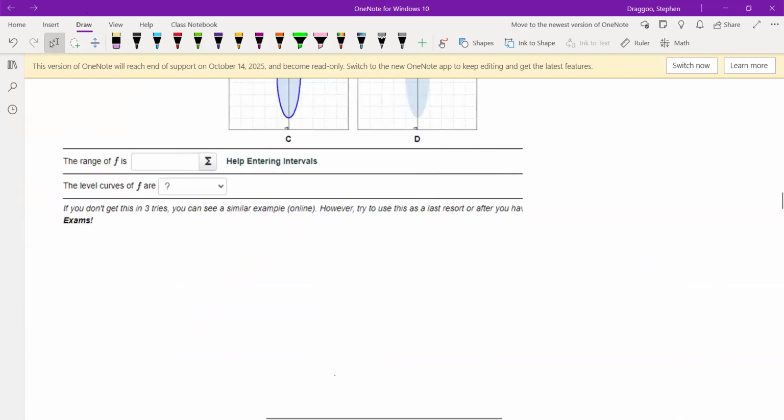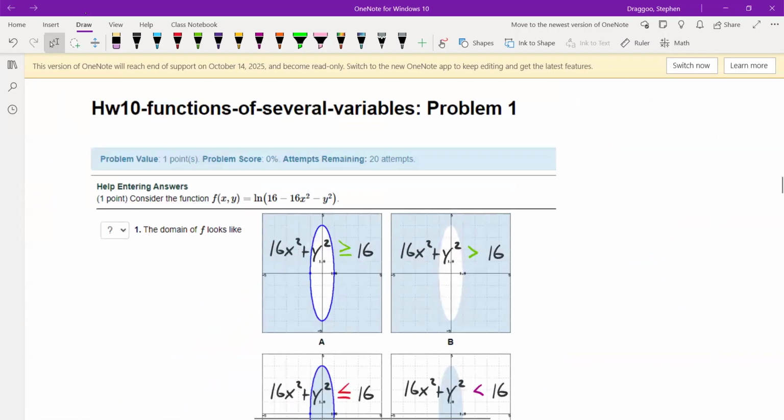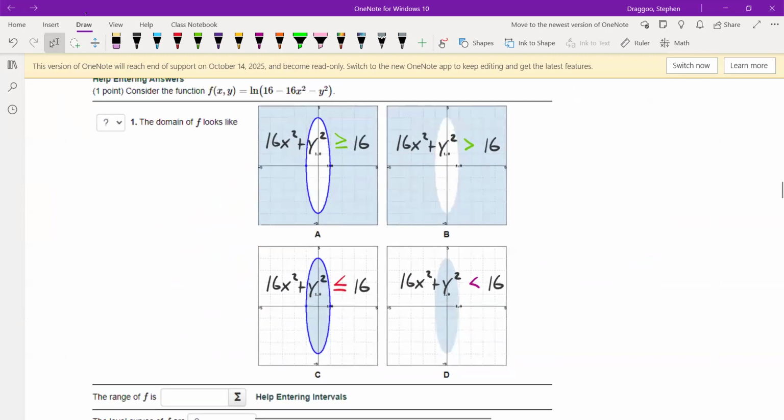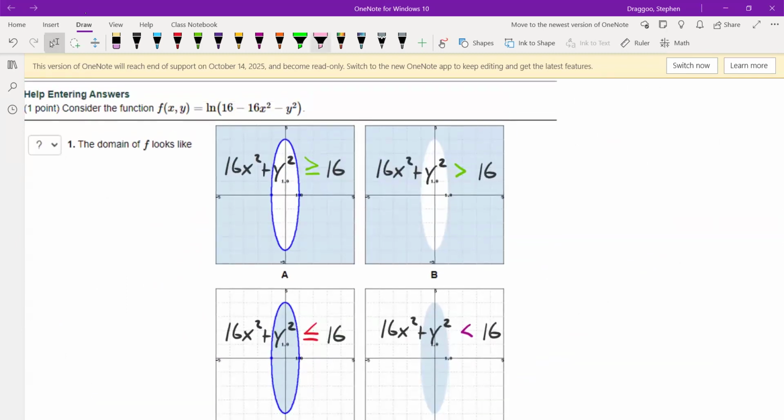But enough on that. Let's go look at another problem. So I pulled this one out of the homework. This is homework set 10, the very first problem. So considering the function natural log of 16 minus 16x squared minus y squared, find its domain. And here we're going to be choosing from 4 options. But what I want to do is look at the inside, because again, I only have a few rules for these functions. In particular, on this one, I need 16 minus 16x squared minus y squared to be greater than 0.